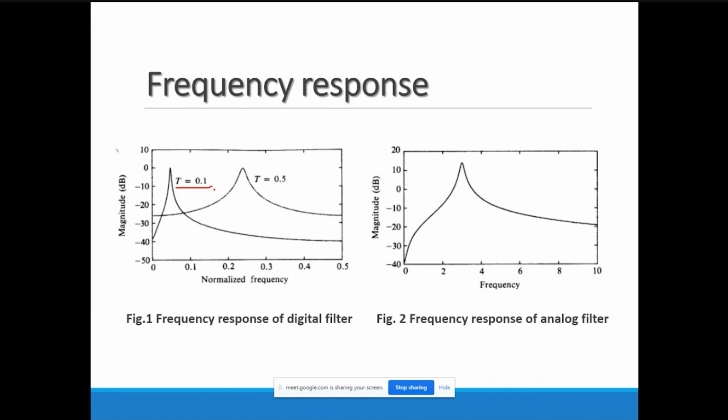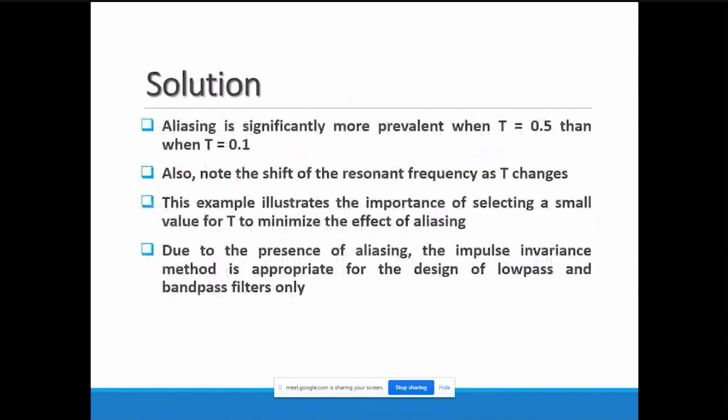Due to this shift, you can see the lower value of the magnitude: here it is minus 40 dB, and here you are getting minus 25 dB. So this graph has non-zero values from the initial. When you plot the second curve, or you can say the second harmonic of this, the chances of overlapping or aliasing in the t is equal to 0.5 case will be higher compared to the t is equal to 0.1 case. Also note the shift of the resonant frequency as t changes.